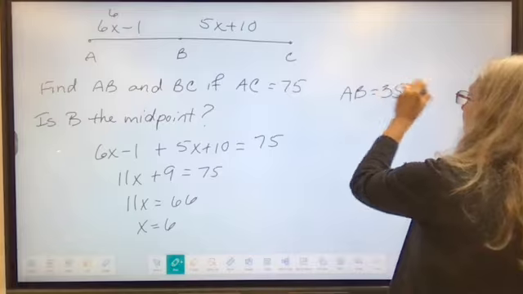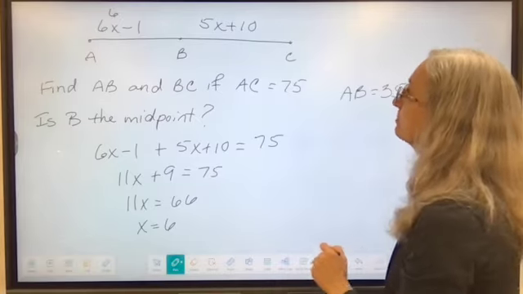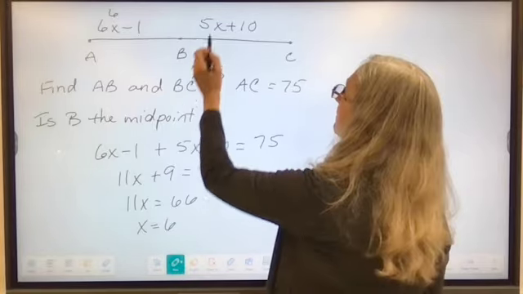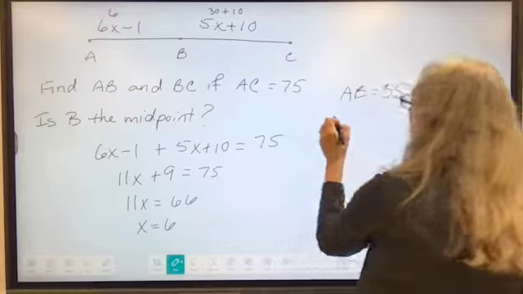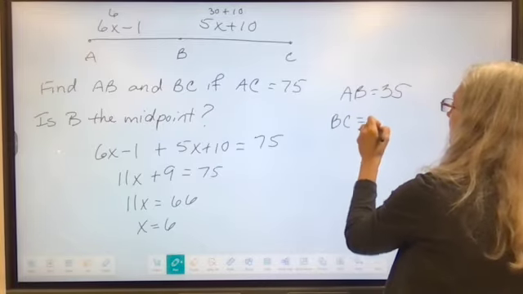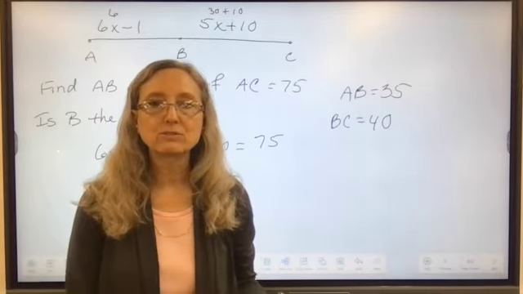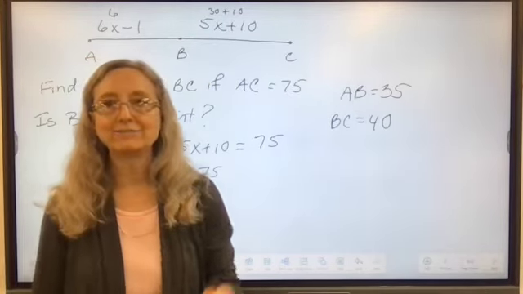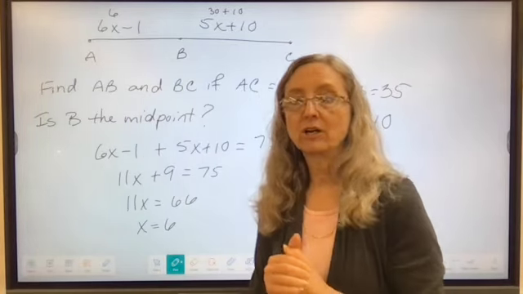equals 35. Now plug it into 5x plus 10. 5 times 6 is 30. 30 plus 10 is 40. BC equals 40. Double check. Is 35 plus 40 equal to 75? It is. Now, so we got it right. Good. That's how we check our answer.